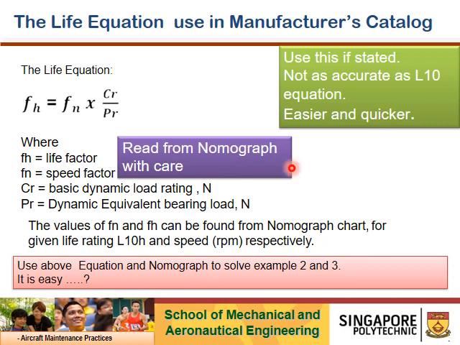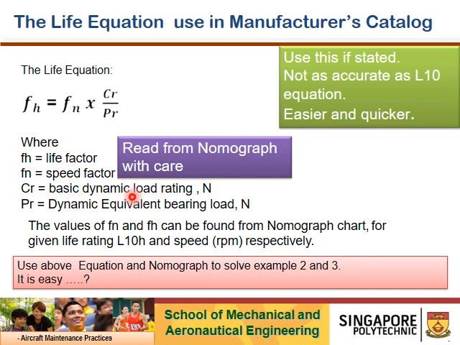All right, let's talk about usage of nomograph to find the CR. Given this formula, FH is equal to Fn times CR over PR. FH represents the life factor in hours. Fn is the speed factor in RPM, the shaft rotating speed.